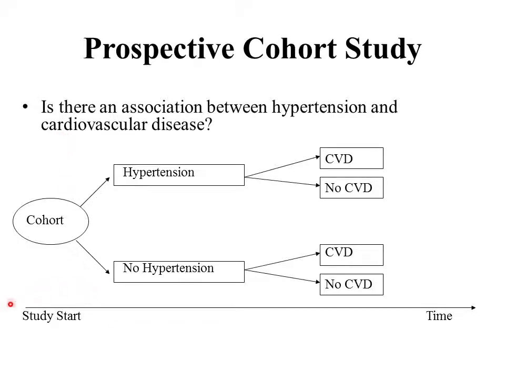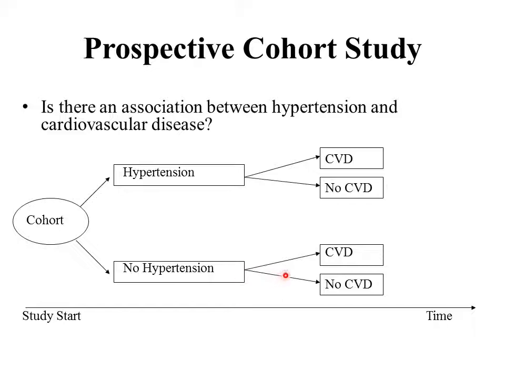In these figures, we've got a timeline down here at the bottom. We start at the left and we move to the right, and time increases. So we start off with a cohort of people. Again, that's a group of people that meet some sort of inclusion criteria, and then we break that cohort up into two groups. In this case, one group is people that have hypertension, and the other is people that don't have hypertension. And then we observe those people over time.